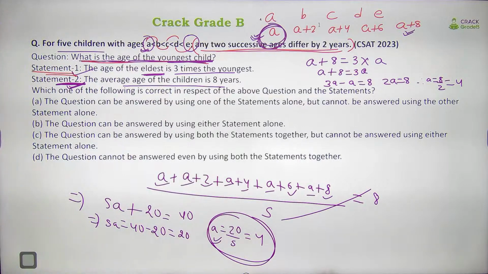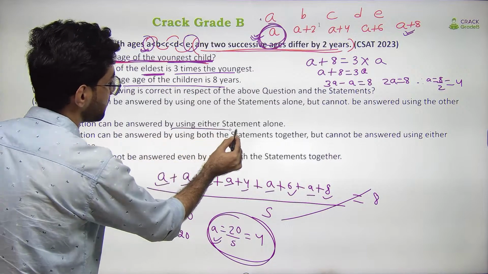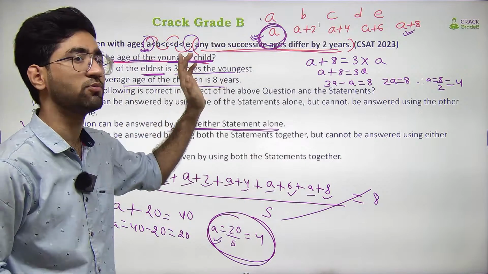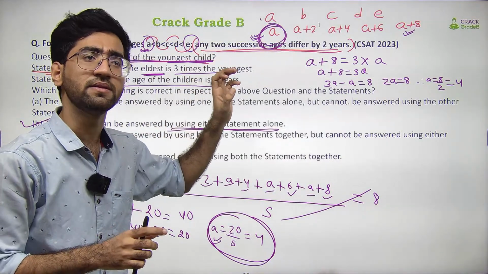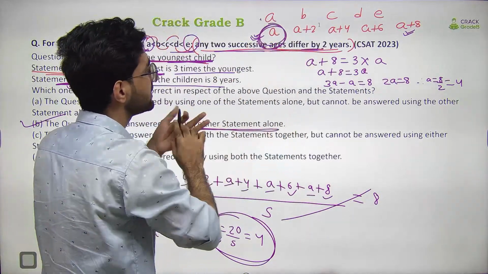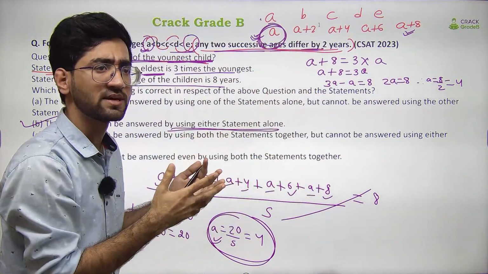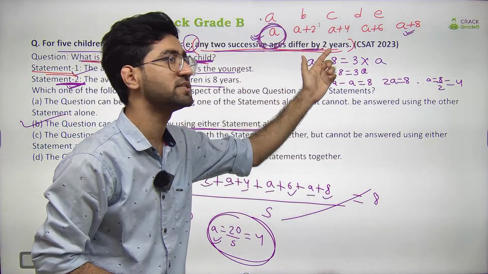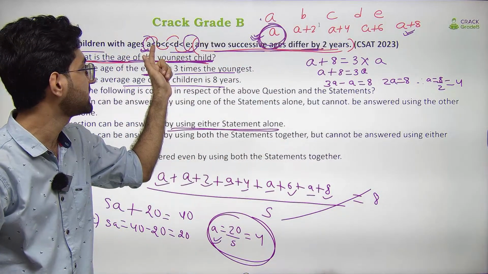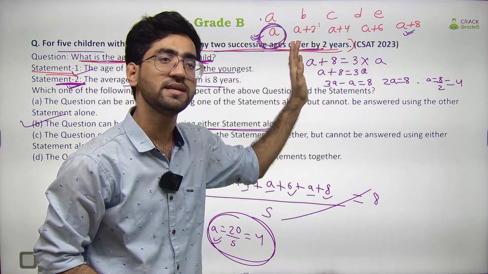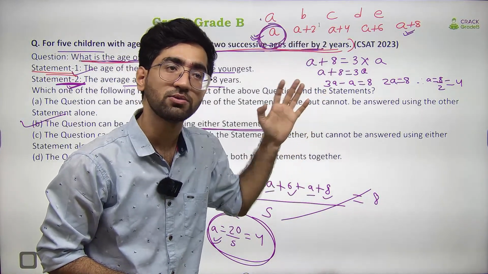So you can mark which option? Option B. The question can be answered by using either statement alone. So I will suggest you one thing. Whenever you read any question, if any data has been given in the question, initially use that data to find something, right? It was given that any two successive ages differ by 2 years. So we expressed B, C, D, and E in terms of A, right? And it has helped us a lot to think quickly.